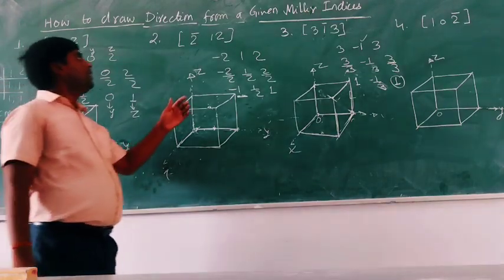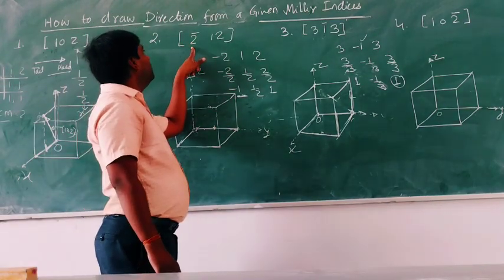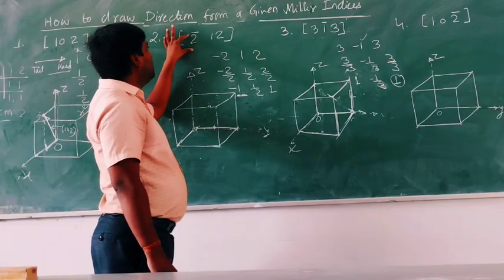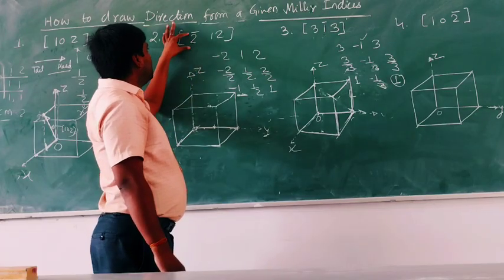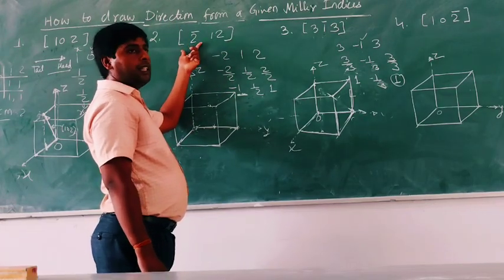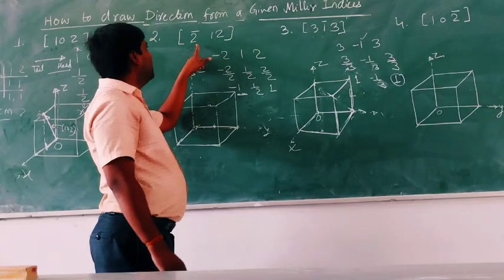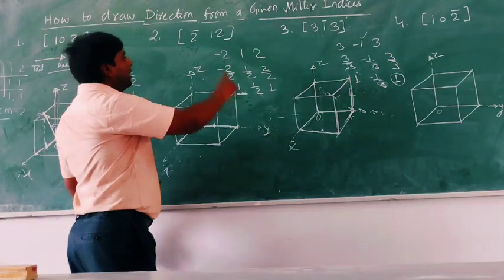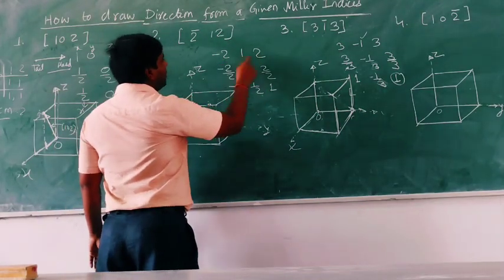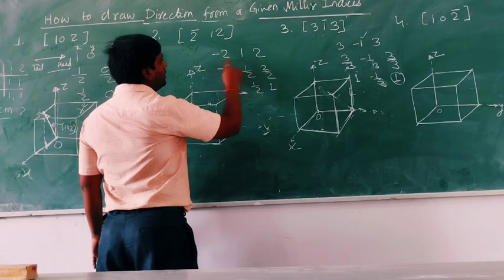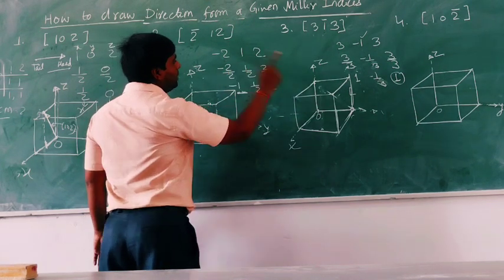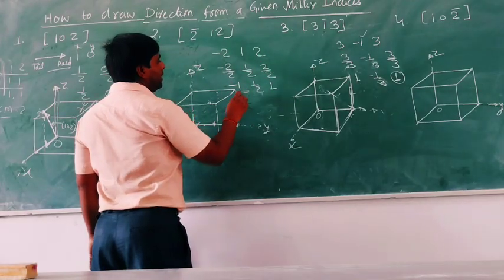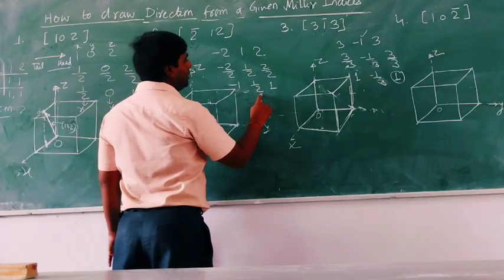Now, question number two, it has been given 2 bar, 1, 2 bar. Here, 2 bar indicates the negative direction. The coordinates we write are -2, 1, and -2. We divide the whole by taking the LCM of these coordinates. The LCM will be 2, so we divide the whole coordinates by 2. Then the final answer will be -1, 1 by 2, -1.